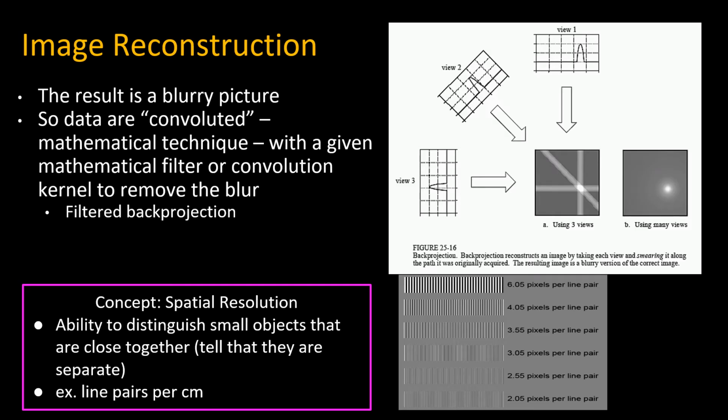Here's where we want to introduce the concept of spatial resolution, which is the ability to distinguish small objects that are close together. Line pairs per centimeter illustrate the concept of spatial resolution. On the top row here, it's fairly easy to see that each line is separate from the next because this represents 6 pixels per line pair. On the bottom row down here, it's very hard to distinguish each individual line because they're much lower pixels per line pair, 2.05.